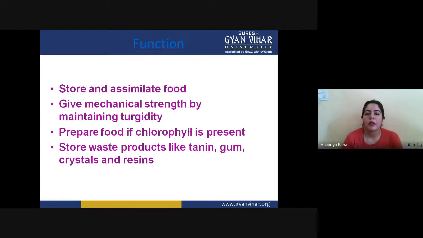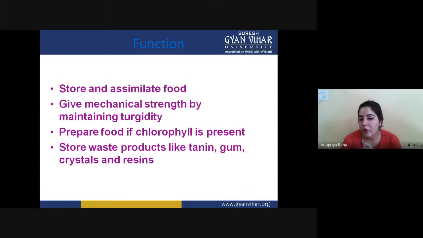Function: if we talk about the function of parenchyma, they store and assimilate food, giving mechanical strength by maintaining turgidity. Basically, this is a very important function done by parenchyma, because the epidermal tissue system, like the presence of epidermis, the outermost layer, followed by the hypodermis, all these things are actually made up of parenchyma cells. So parenchyma has to perform a function to give mechanical support for the growth of the plant.